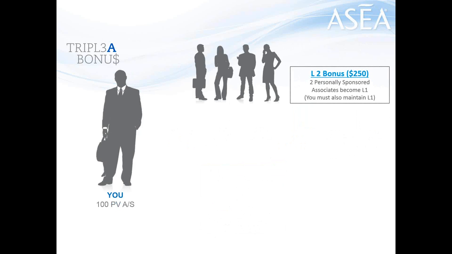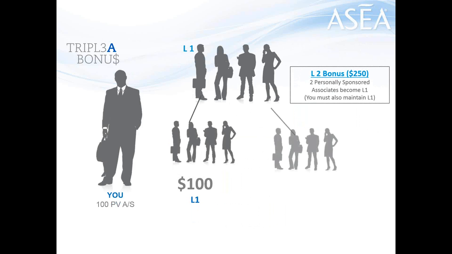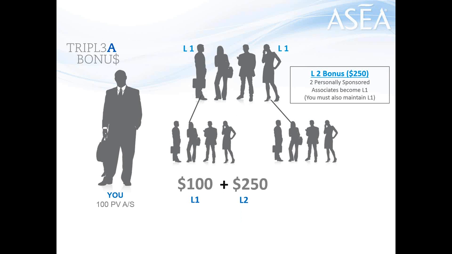Now your L2 bonus, very simple, is you basically are going to help 2 of your 4 enrollees become L1 qualified as well. And for doing that, you're going to add another $250 every single month in your AAA bonuses. So if you add the 250 plus the 100, that's 350. The commissions you're getting from the other parts of the program should equate to at least a total of $500 a month.